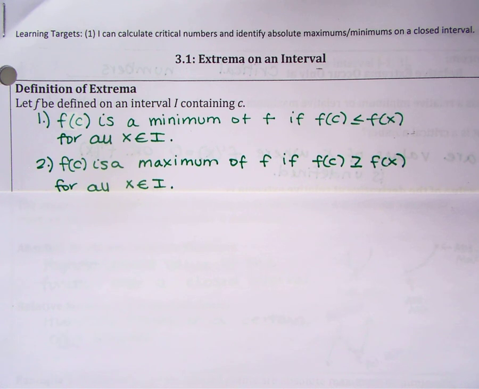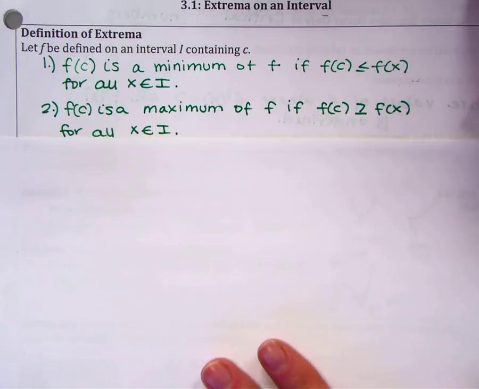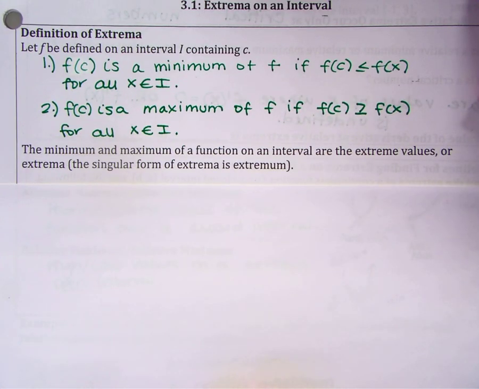Likewise, f of c is a maximum value of a function f if f of c is greater than or equal to f of x, meaning it is the largest value for all the values in the interval. It's exactly what you think of as a maximum or minimum value in regular everyday language. There's really nothing different. The minimum and maximum of a function on an interval are the extreme values, or we call them extrema. The plural is extrema.